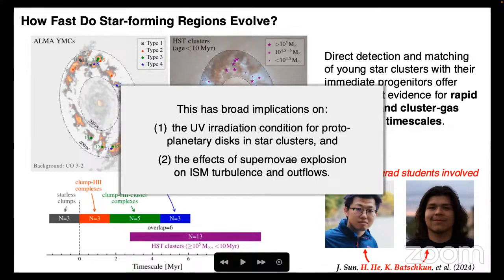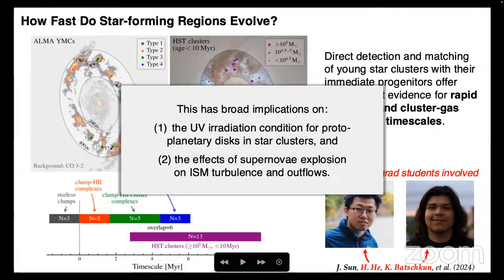And the other thing is, if you have gas being driven away by early feedback within 3 or 4 mega years, this means that a lot of the type II supernovae will explode in low gas column density environments. This means that the supernovae will deposit their energy and momentum into the ISM more efficiently.